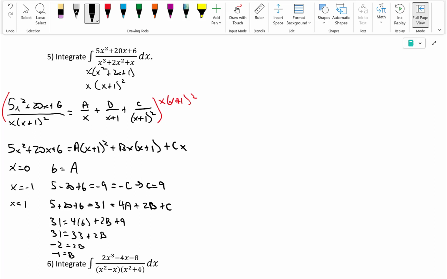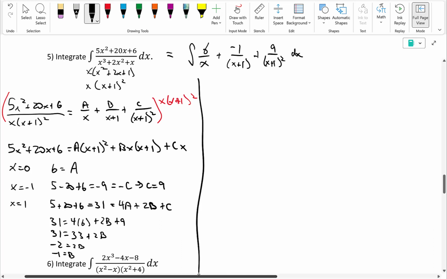So we can rewrite our integral after the partial fraction decomposition as a, or 6 over x. b is negative 1, so plus negative 1 over the quantity x plus 1. Plus, for c, we had 9 over the quantity x plus 1 squared dx. First one is just an extra constant factor, but 6 ln x.